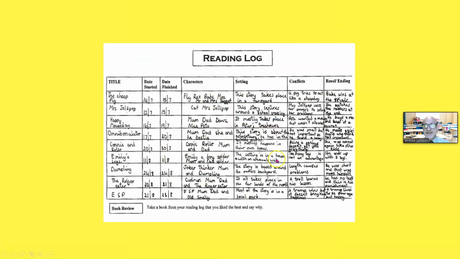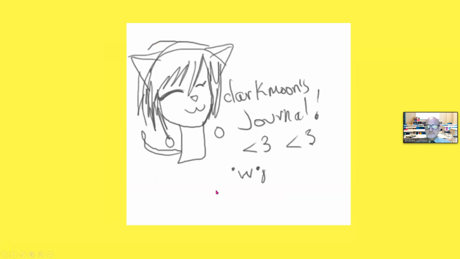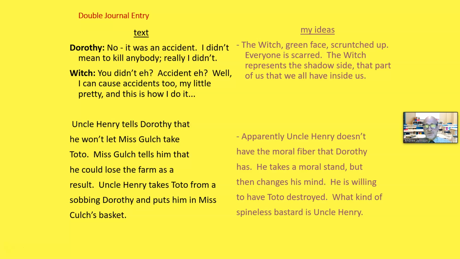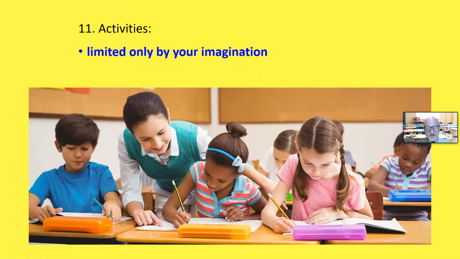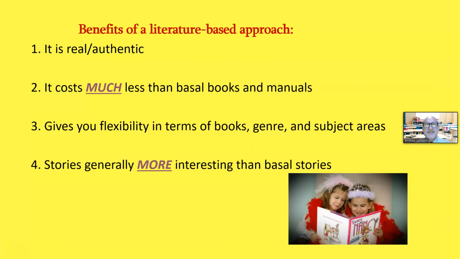Or a reading log. I like students to have a log in the front or back of their notebook. Simply have the story and what they're reading. Adopt and adapt. Double journal entry. This is for older students. This is another idea for using journals. They record something that actually happened in the text and then their ideas on one side. The activities used with your reading log or journal, you are limited only by your imagination.